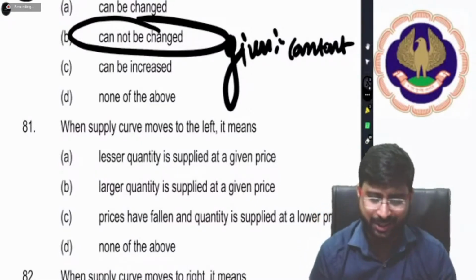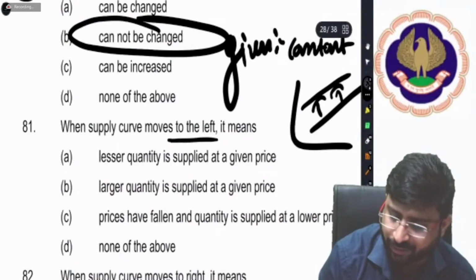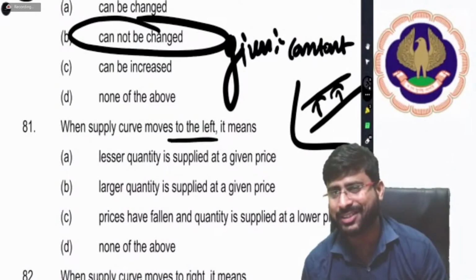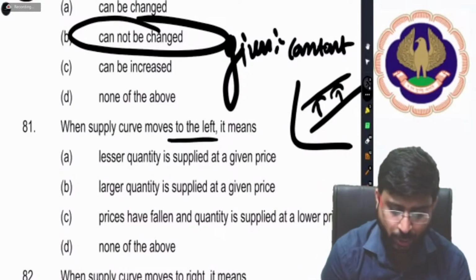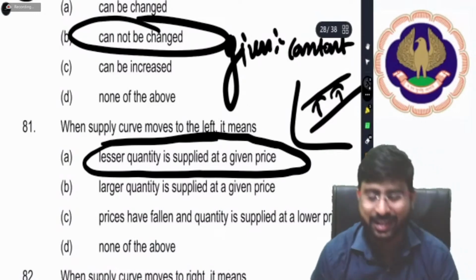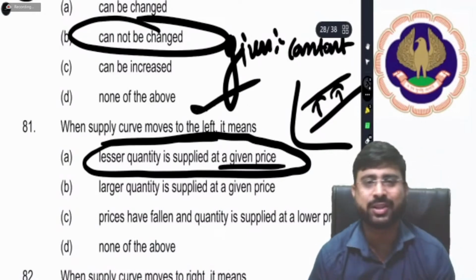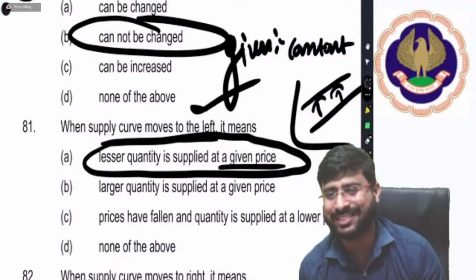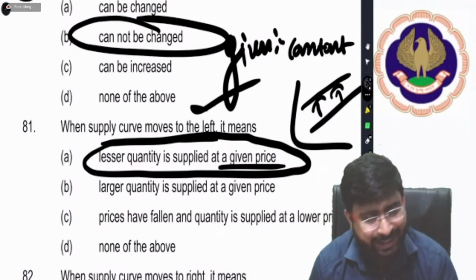So my dear friends, if this is the supply curve and it's moving to the left, it is because of other factors. Supply is reducing, own price remaining constant, and so lesser quantity supplied at a given price because there is no change in price. That is the case of increase and decrease in supply. I hope you remember that. So in 81 we will have A as our answer.